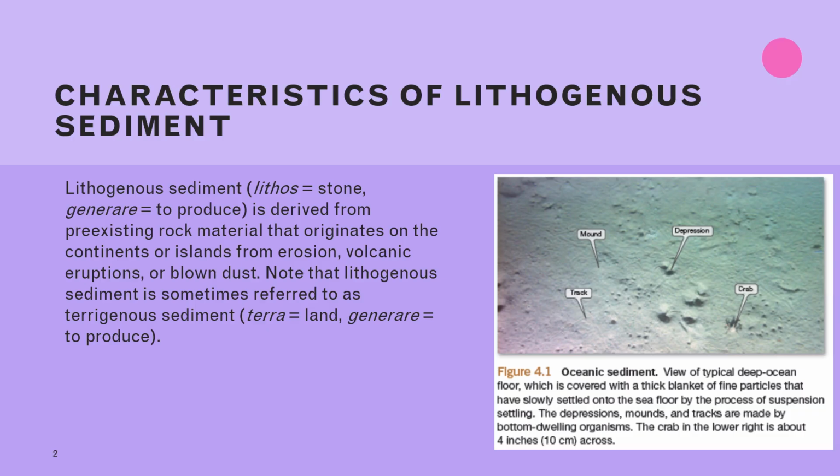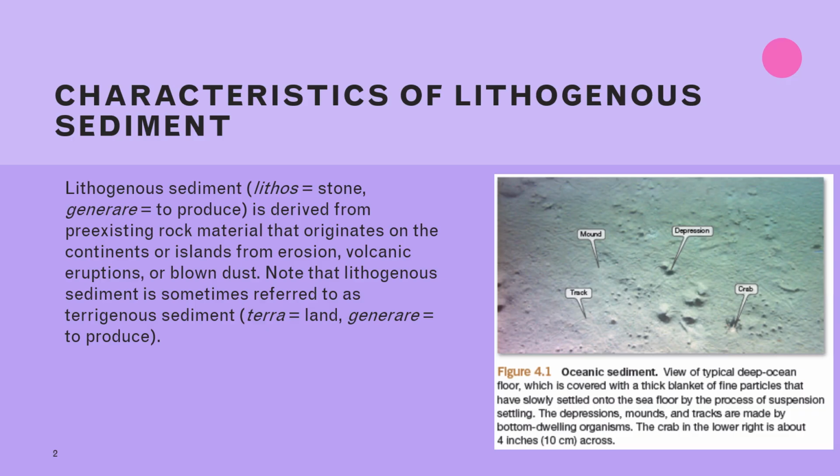Starting with the lithogenous sediments, what are their characteristics? Lithogenous sediment literally translates into a sediment which is produced from stone. Lithos means stone and generate means to produce. Lithogenous sediment is derived from pre-existing rock material that originates on the continents or islands from erosion, volcanic eruptions, or blown dust. It is sometimes referred to as terrigenous sediment as well. Terra means land and generate means to produce.